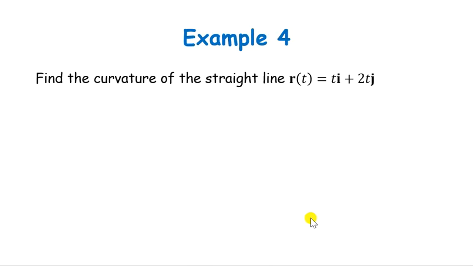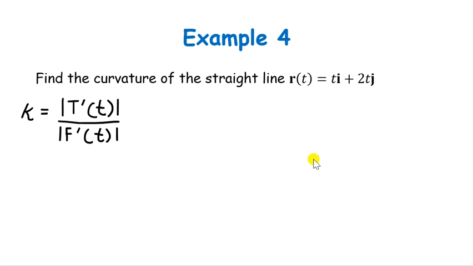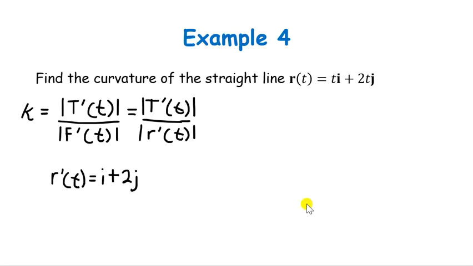Find the curvature of the straight line r(t) equals t i plus 2t j. The equation for the curvature is given as the magnitude of the derivative of tangent divided by the magnitude of the derivative of f(t). Using the symbol used in this equation, we can change the equation so we substitute the derivative of f as the derivative of r. Next, we're going to find the derivative of r. If you differentiate t i plus 2t j, you will get i plus 2j.